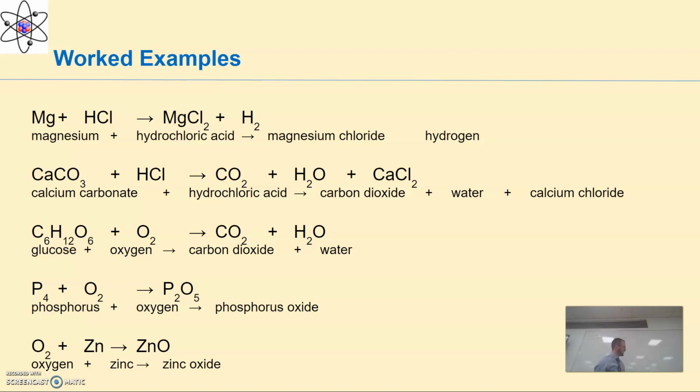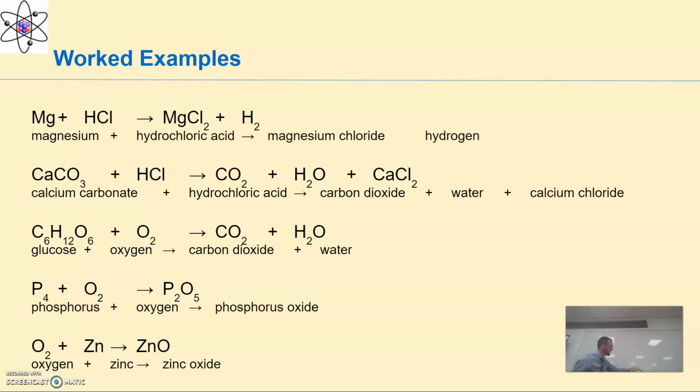Balance my carbons first. So you're balancing in order in which it appears. So carbon first, and then I multiply that by 6, makes that 6. But now that also affects the number of oxygens on my right-hand side. 6 times 2 is 12, plus 1 makes that 13.